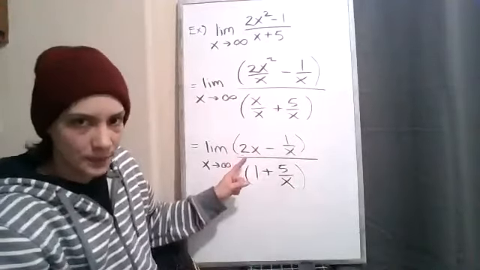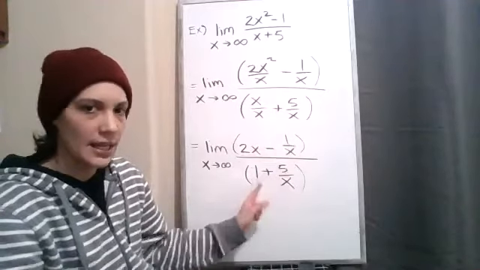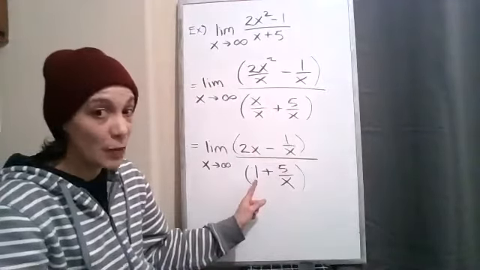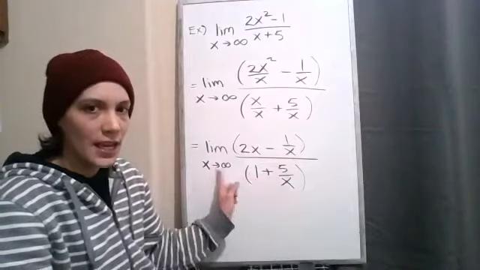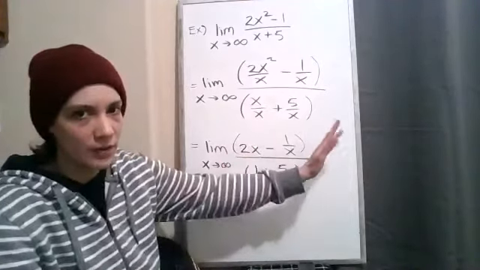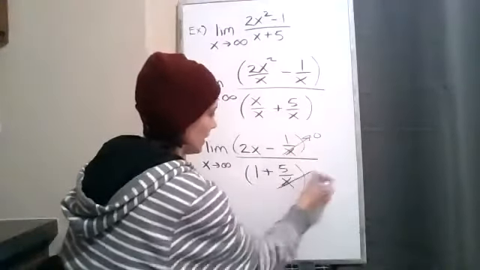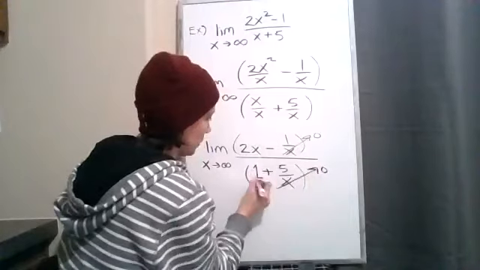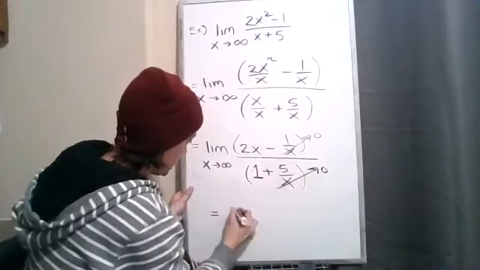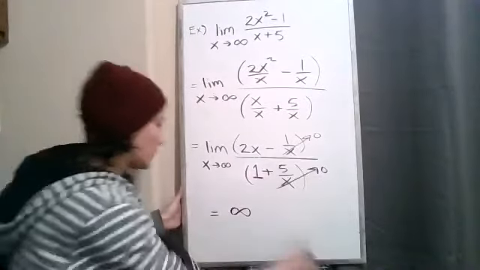This way, this goes to 0, this goes to 0. Now my denominator is 1, and the 2 times infinity has my limit going off to infinity. Don't forget about 1 here. My answer is infinity.